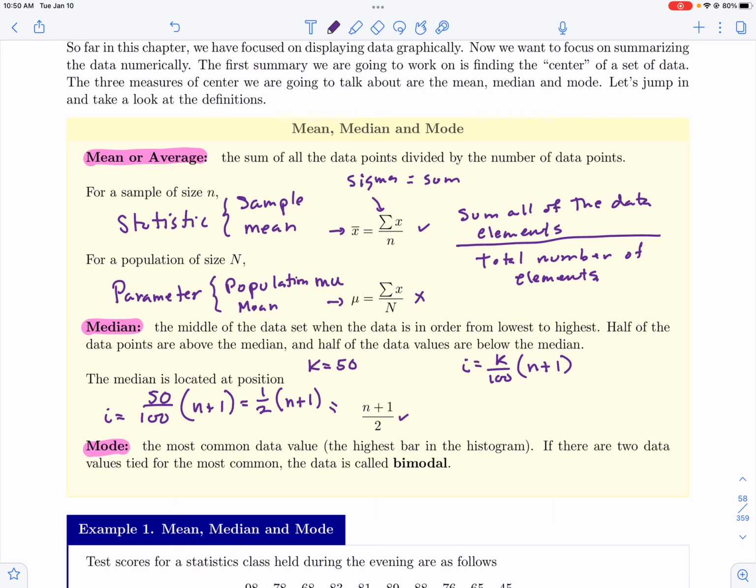All right, so finally, the last thing we want to talk about, and this is the least useful of all the measures of center.